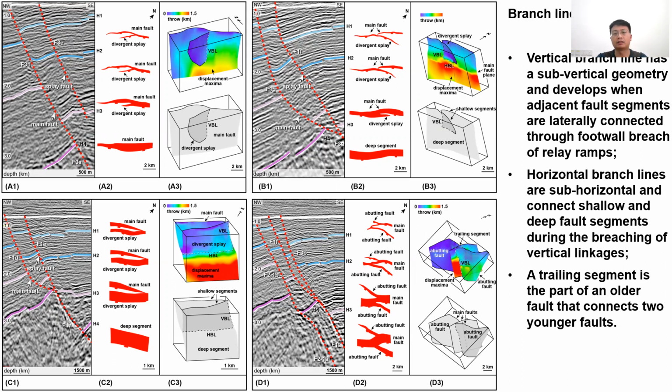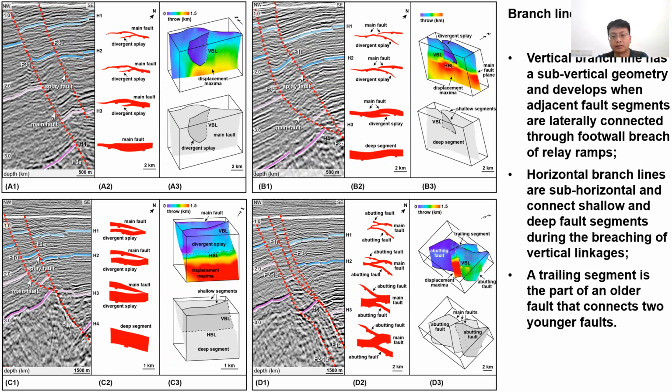Horizontal branch lines have a subhorizontal geometry and connect shallow and deep fault segments during the bridging of a vertical linkage. And this is particularly true as the basement faults actually have a large displacement, and the shallow faults have a smaller displacement, but were linked in the middle, at the lower to mid Triassic level. So in this case, they form the horizontal branch line. This is example B and example C as well.